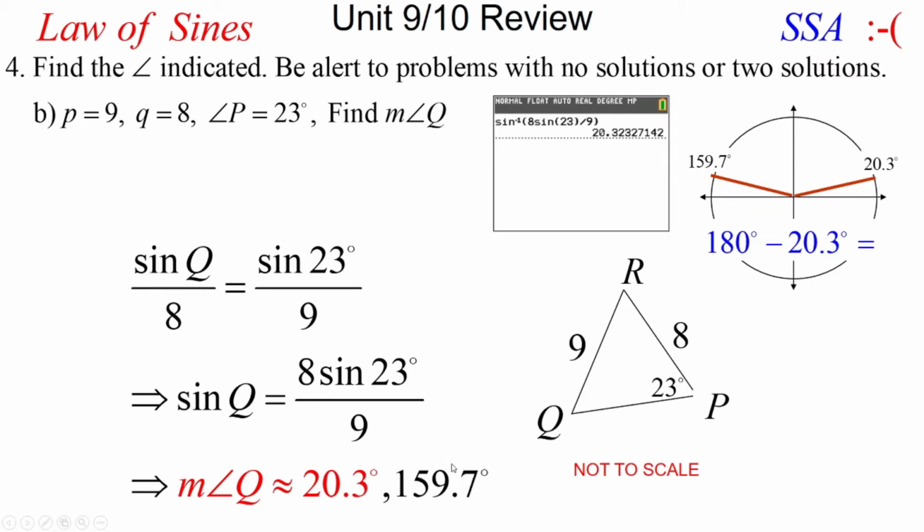159.7. Now, you guys, why is that in black? Well, look at the angle I know about, the 23 degrees. Can I have a 23 degree angle and a 159.7 degree angle in the same triangle? I cannot, because the sum of those two angles is greater than 180. So the only answer here is the 20.3.